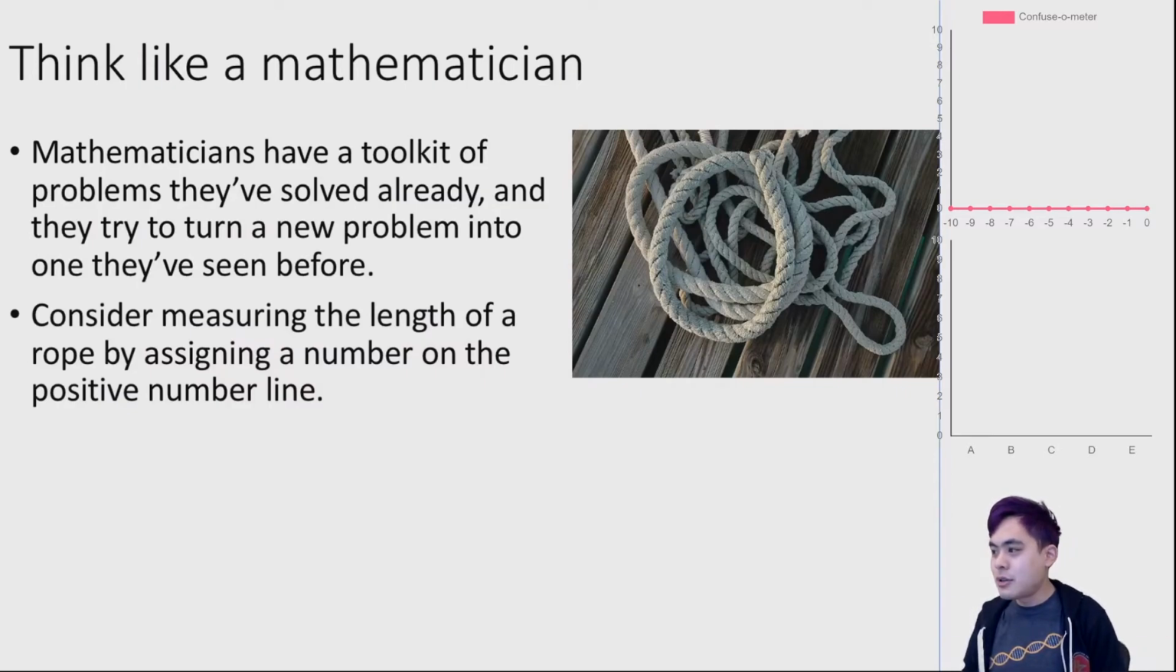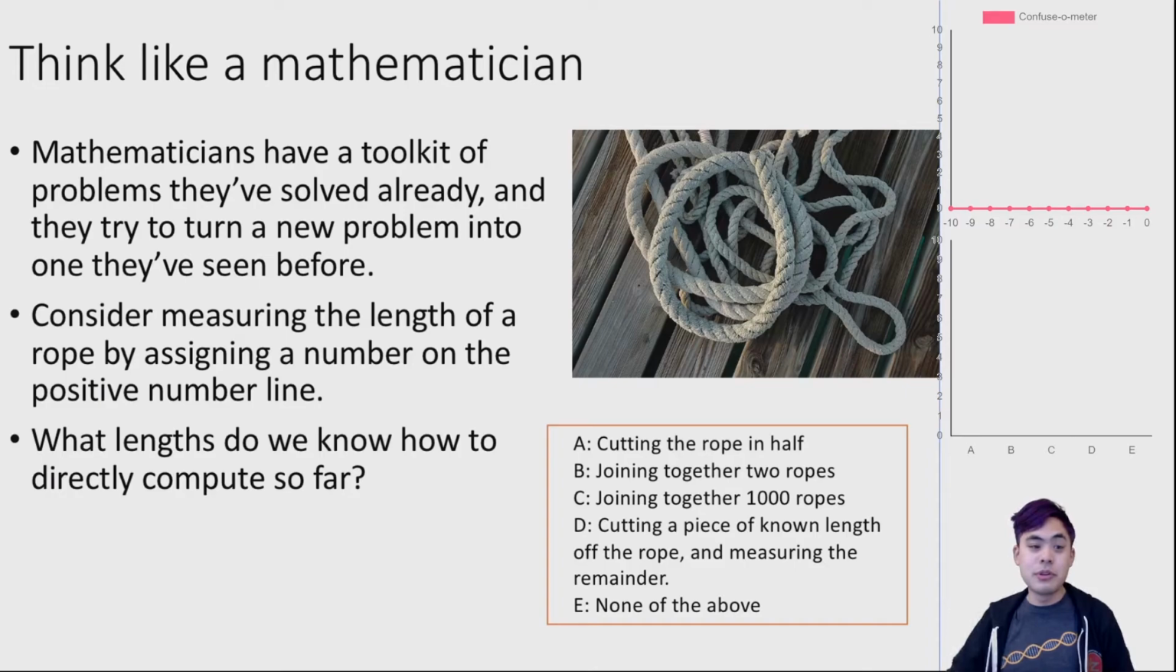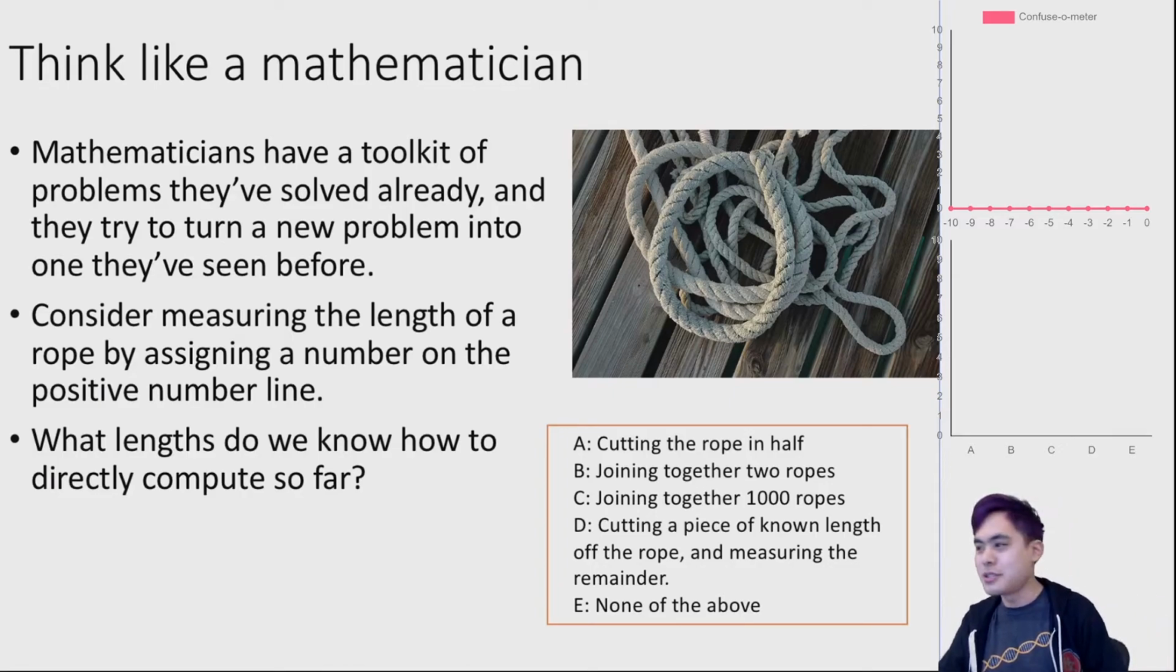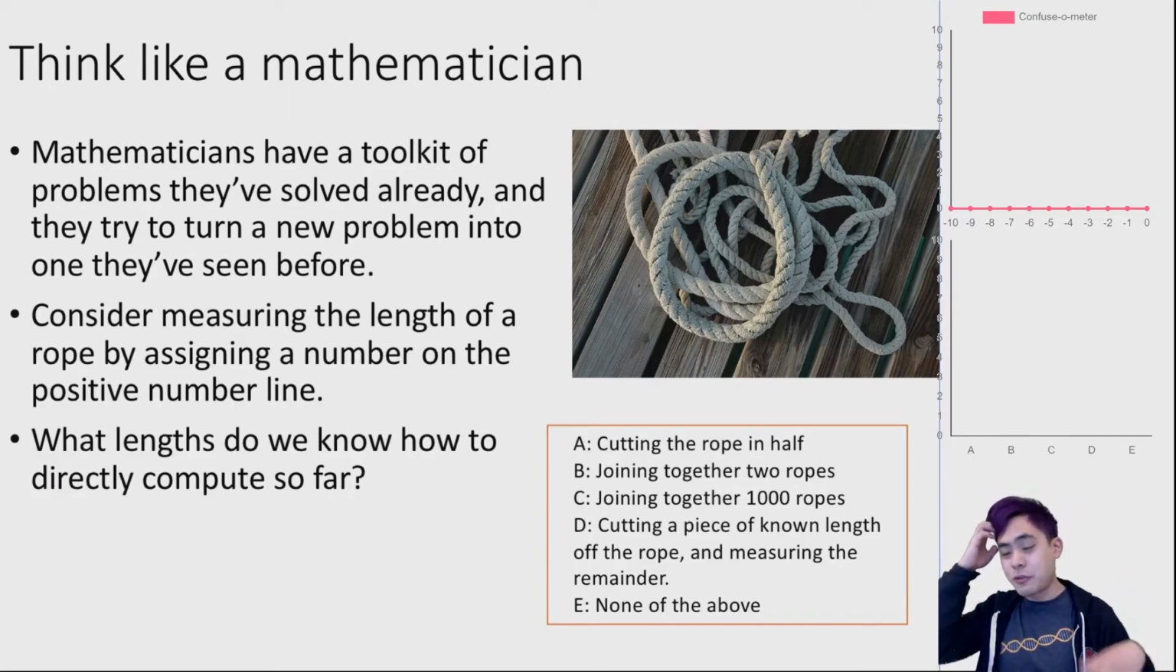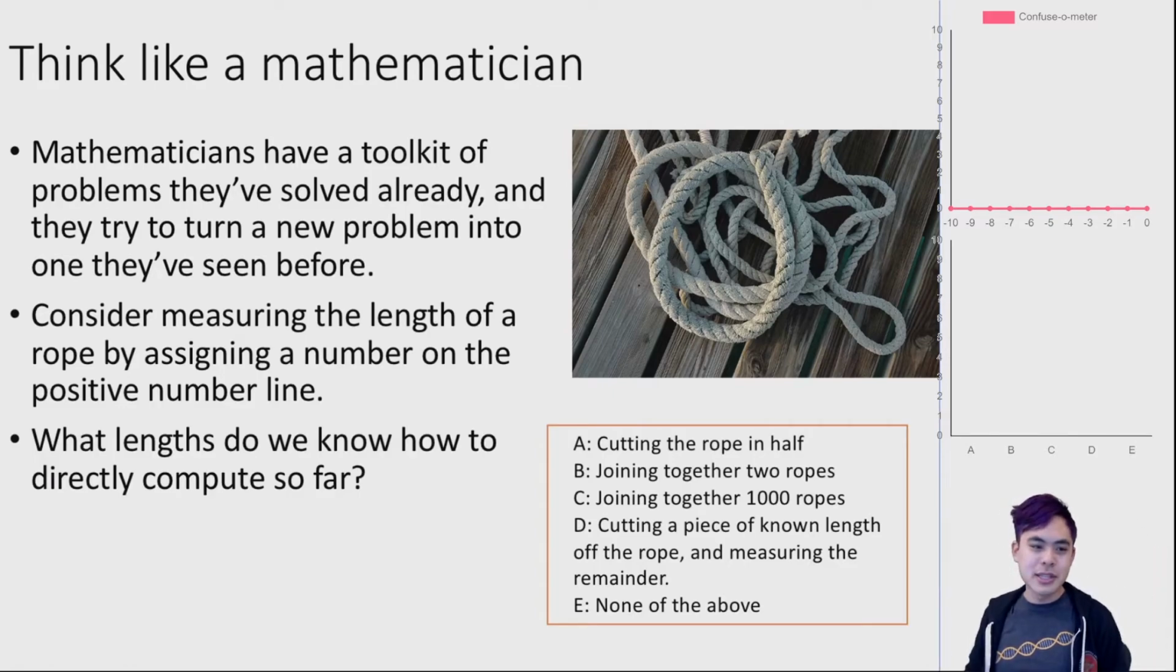Let me ask, what lengths do we know how to compute so far? And there might be several answers here. So let's say which of these 4 options or 5 options is the first one. So if you think we don't know how to compute any of these lengths, then you should pick E. But otherwise, pick the very first of the ones that you think we know how to do. So do we know how to measure the length of cutting a rope in half?